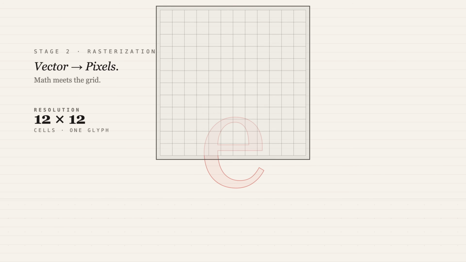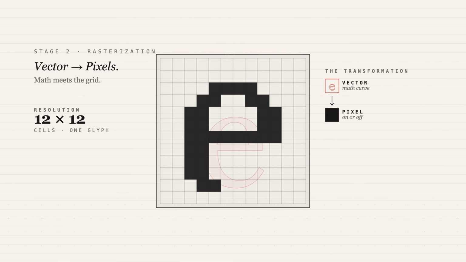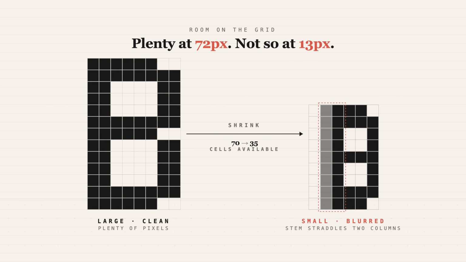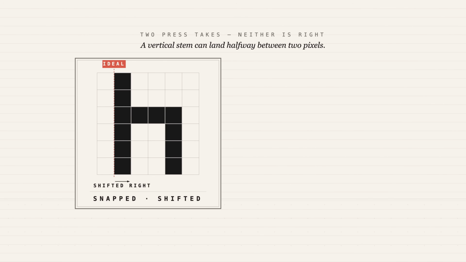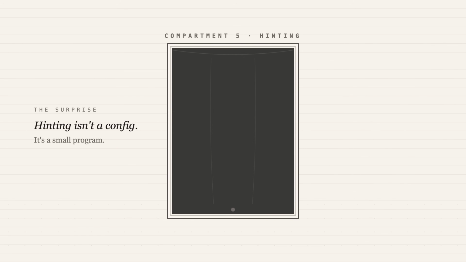Now we have a list of glyph shapes, vector outlines. That's math. But your screen isn't math, it's pixels. Rasterization bridges the 2. It picks which pixels to turn on and how strongly. At large sizes, this is easy. Plenty of room, every stroke gets enough pixels. But at small sizes, body text on an older monitor, things get ugly fast. A vertical stem can land halfway between 2 pixel columns. Snap it to one and the letter shifts off center. Split it across both and the letter blurs. Neither looks right. This is where hinting comes in.